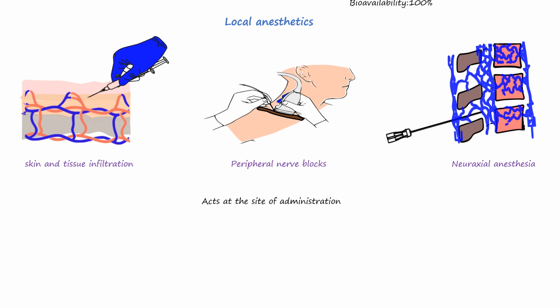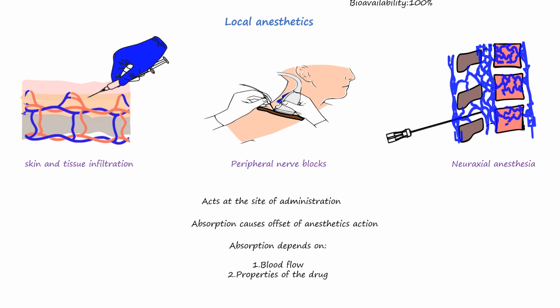In contrast to oral drugs, absorption of local anesthetics from the site of administration is responsible for the offset of its action. Highly vascular areas such as muscle or mucosal tissues result in faster absorption compared to less vascular tissues like adipose tissue. The chemical properties of local anesthetics like lipid solubility, dissociation constant, and use of additives like epinephrine also influence the absorption of local anesthetics. We won't be discussing these properties here though.